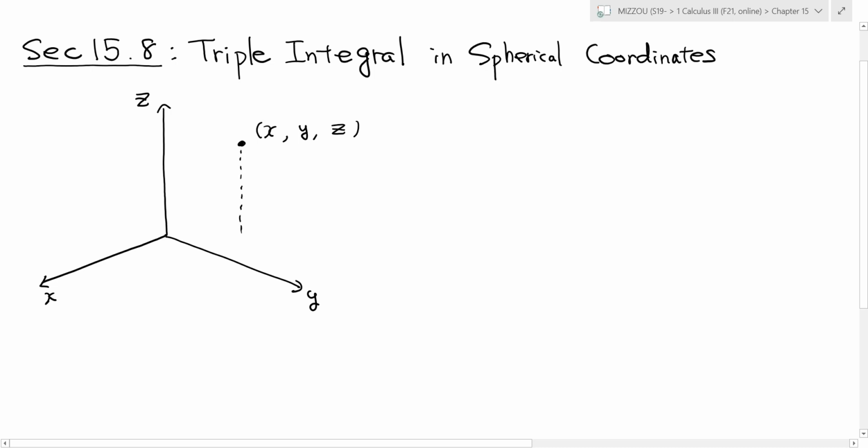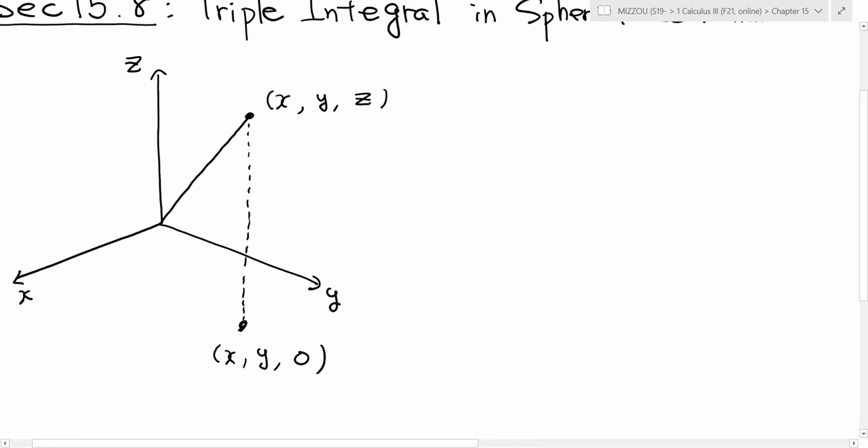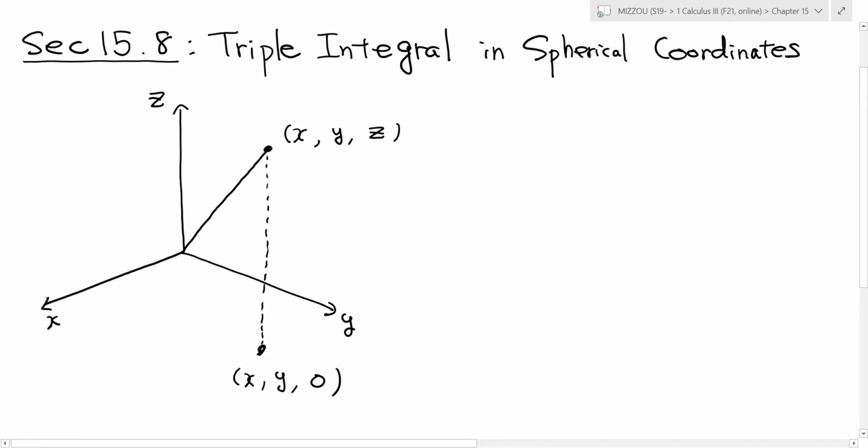Now, here's another way of doing this. Let's project this down on the xy plane. So this point is (x, y, 0). Then, to give an address to this point here, first let's use the distance from the origin to this point. And let's call the distance rho. And then let's call the angle from the z-axis to this line segment phi. This is the Greek letter rho, and this is Greek phi.